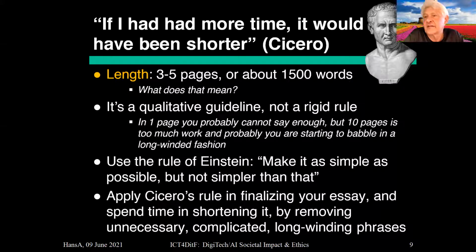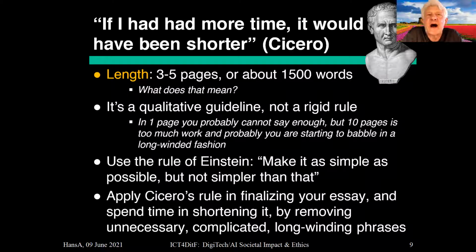We say in the assignment, 3 to 5 pages, or about 1500 words. What does that mean? This is not a strict rule, like you have in certain conferences. If it's one line too long, then you're out. That's not our idea, but in one page, you probably cannot say enough. If you have a single sentence, AI is pretty scary, then okay, you have a line, but that's not good as an essay. On the other hand, you cannot write 10, 15, 20 pages. You don't have the time. It's too much work. And most likely, if you have to do that in a short time, you are starting to babble in a long-winded fashion. So that's also not what you want. So somewhere about 3 pages, that is doable, and you can convey a message.